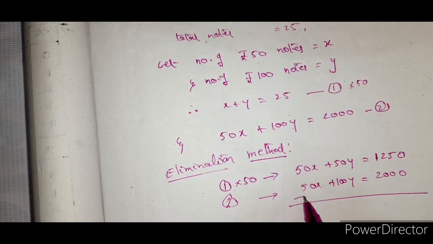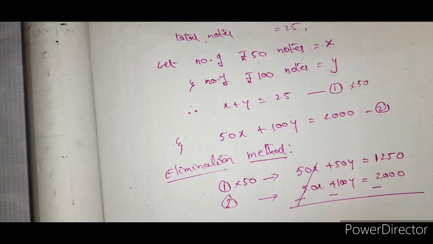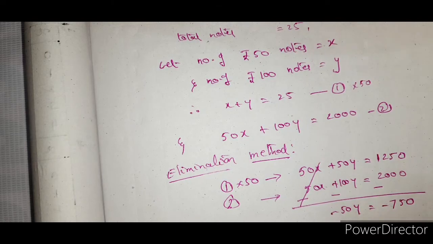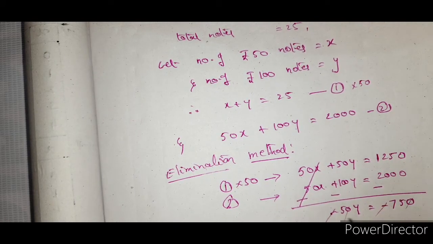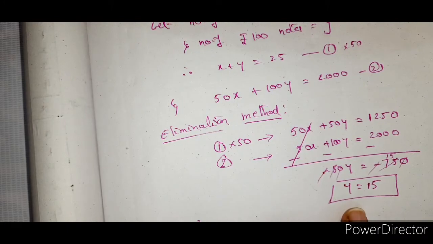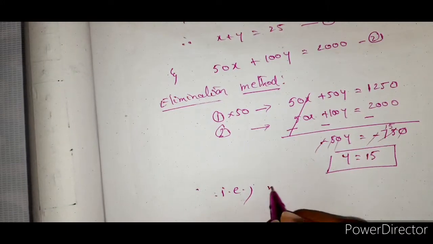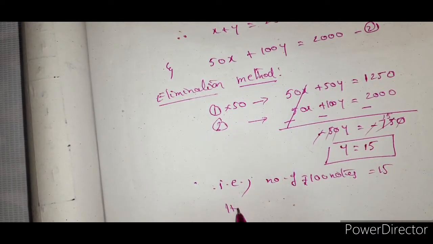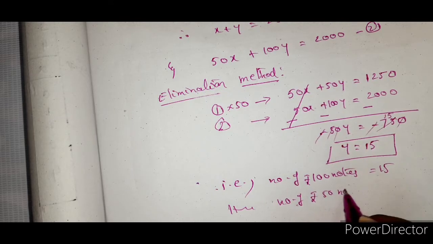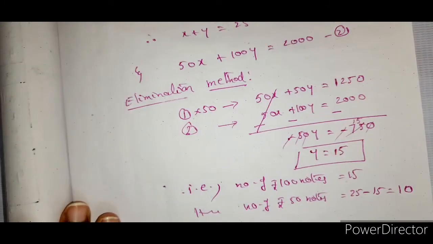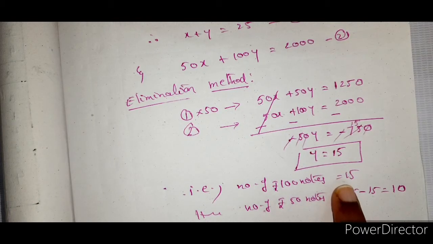Elimination, both have the same sign, so I'll subtract, change the sign: 50y is equal to 750. Okay, so the minus will get cancelled, the 0 will get cancelled. So y is equal to 5, how many times? 15 times. So y is equal to 15. What is y here? That is the number of 100 rupee notes is equal to 15. Hence, the number of rupees 50 notes is equal to 25 minus 15, which is equal to 10.